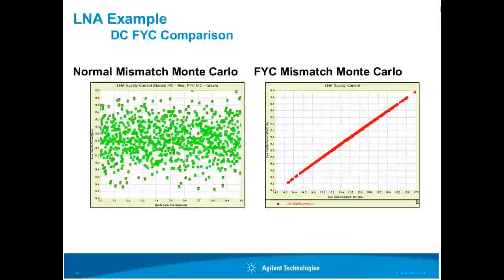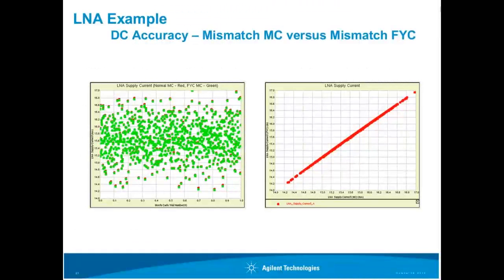What I've done is I've taken those same results and I've made 2 plots to allow me to compare mismatch Monte Carlo normal simulation with mismatch fast yield contributor approach. On the left here, I have 2 scatter plots from the 2 runs. The red dots that you see are from normal mismatch Monte Carlo, and that's the 1,000 runs that we have made. The green dots are the 1,000 runs created using fast mismatch Monte Carlo simulation.